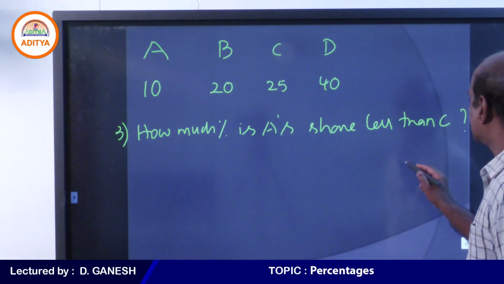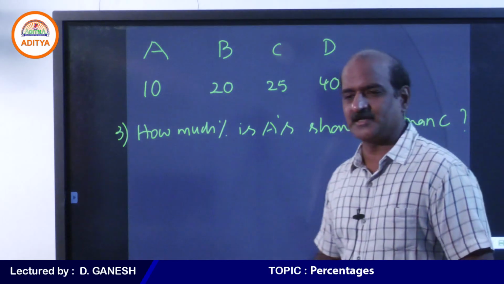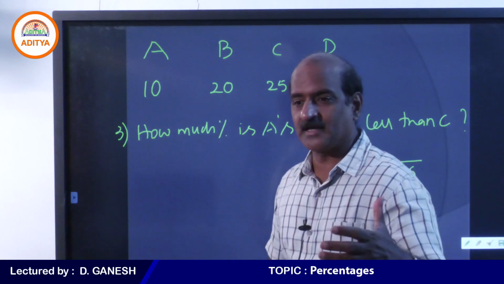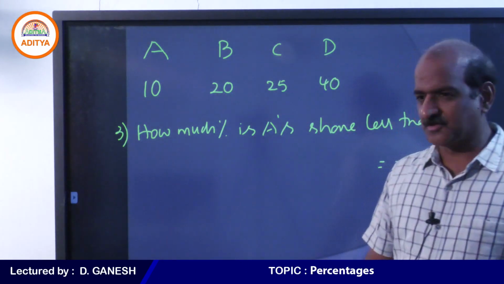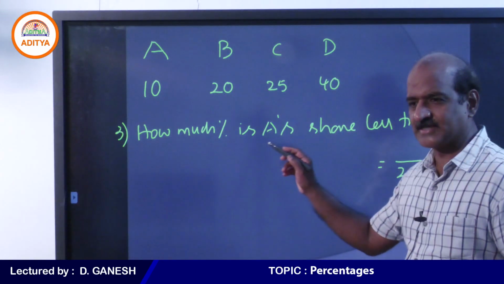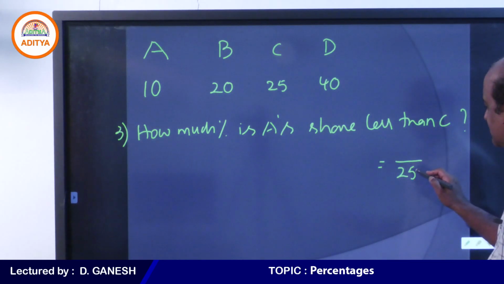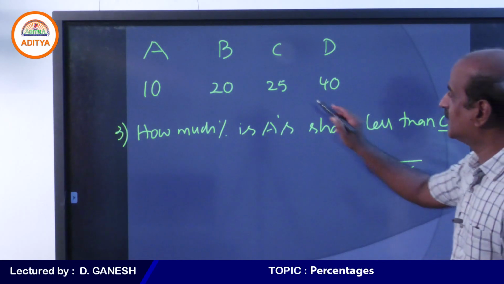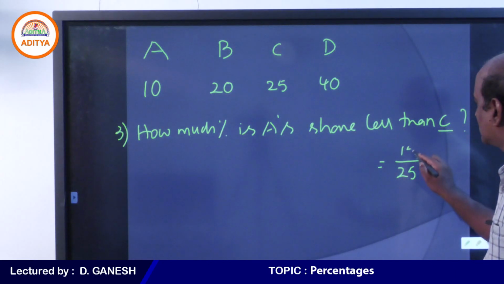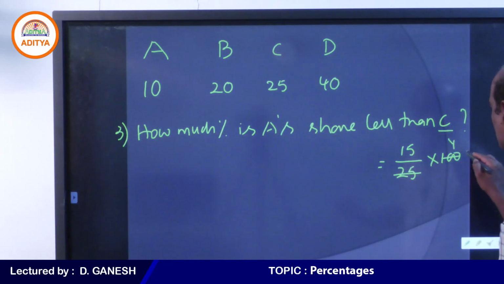So we see that C's share is 25 rupees. A is earning only 10 rupees. Yes, students, now just listen to me. So how much is A's share less when we compare with C? When we compare with C, we need to compare the value of C. Therefore, C should be taken in the denominator. And A's share, how much less? 15 rupees less. Because you need to get it in percentages, into 100. Therefore, your answer must be 60%.